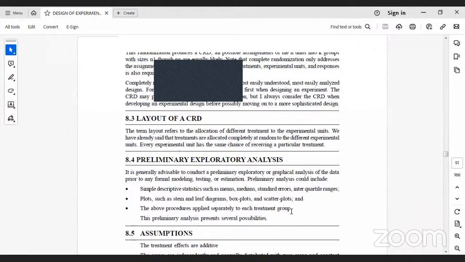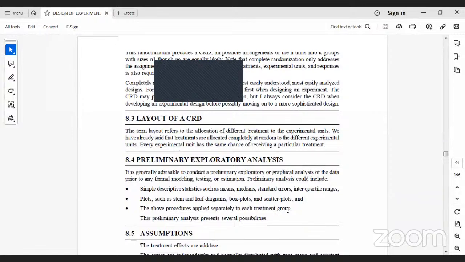Preliminary exploratory analysis. It is generally advisable to conduct a preliminary exploratory graphical analysis of the data prior to formal modeling, testing, or estimation. That is preliminary analysis, then testing, then estimation. So use simple descriptive statistics, that means mean, median, standard error, and interquartile range, and plots such as stem and leaf diagrams, box plots, and scatter plots. The above procedures are applied separately to each treatment group.